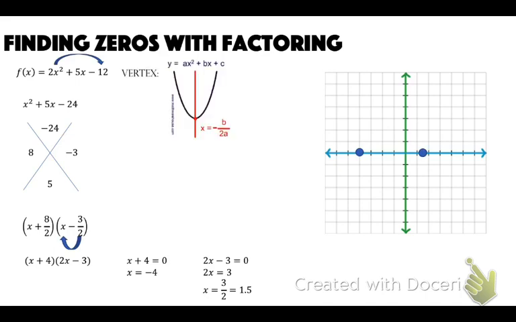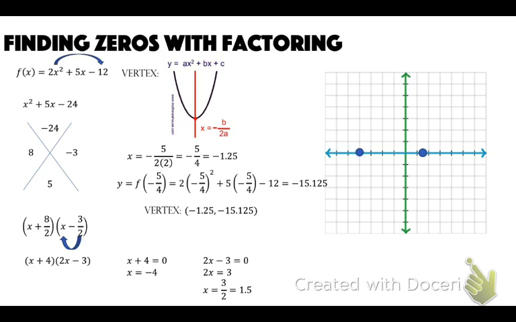We want to find the vertex, so negative b over 2a, so that's going to be negative 5 over 2 times 2, which is negative 5/4, which is the same as negative 1.25. Plug it back in, so I get 2 times negative 5/4 squared plus 5 times negative 5/4 minus 12, which is negative 15.125. So then my vertex is negative 1.25 and negative 15.125. So that's going to be somewhere down there. Then this is positive, so it opens up.